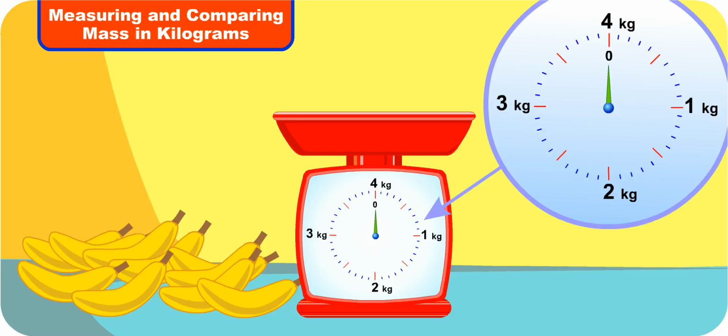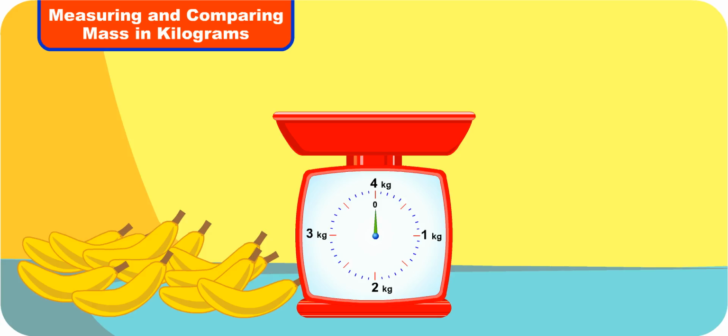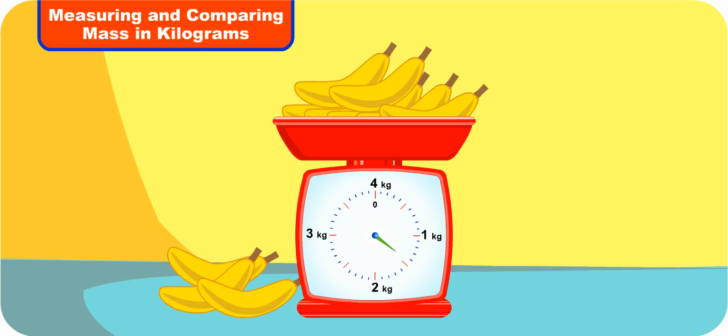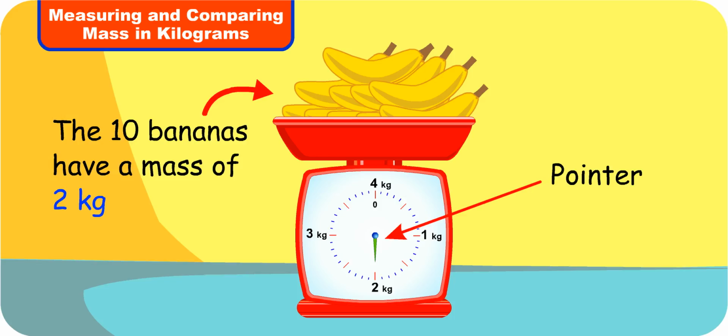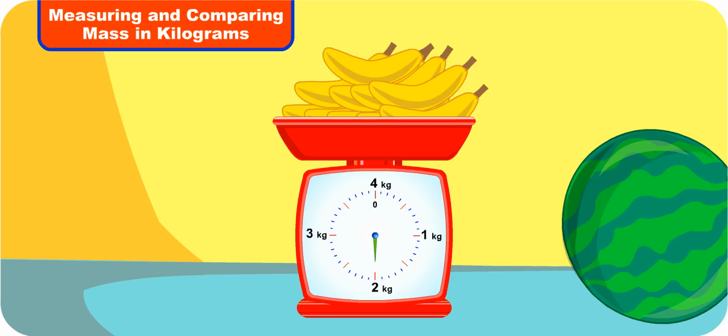A scale has a face with numbers and markings on it. The numbers and markings tell us the mass of the object which is being measured. We place the object which we want to measure on the scale. Then we look at the pointer on the face of the scale. In this case, we put the 10 bananas on the scale. The pointer points to the number 2. That means that the 10 bananas have a mass of 2 kilograms. Why don't you try measuring the mass of this watermelon?